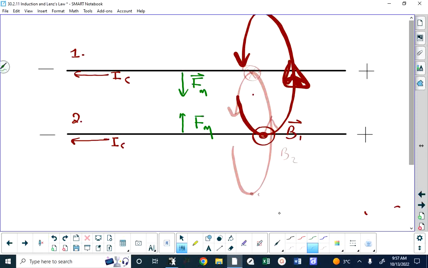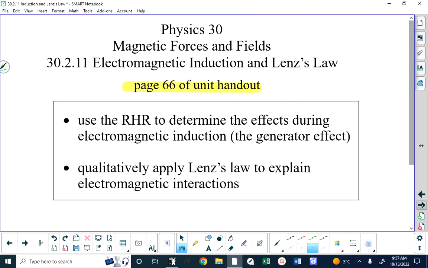All right, we're going to move on and start with what's called electromagnetic induction and Lenz's law. I would say that this whole lesson is maybe the most difficult set of ideas in Physics 30. More difficult, I think, than two-dimensional collisions. But if you break it down, it's not bad. It's just that there's a lot to it.